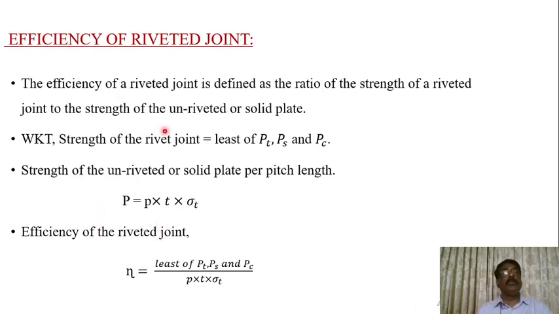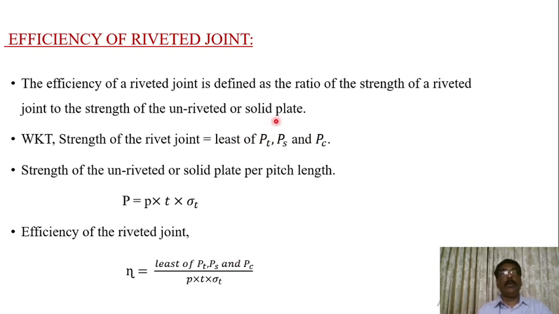Now coming to the efficiency of the riveted joint. Efficiency of a riveted joint is defined as the ratio of the strength of a riveted joint to the strength of the unriveted or solid plate. So here come two parameters. It is a ratio. In the numerator, it is the strength of the riveted joint. In the denominator, it is the strength of the unriveted or solid plate. We have already studied the strength of a riveted joint, that is equal to the least of PT, PS and PC, whatever the tearing, shearing and crushing resistance, it's the minimum value. The least value represents the strength of the rivet. That you will have to substitute in the numerator.